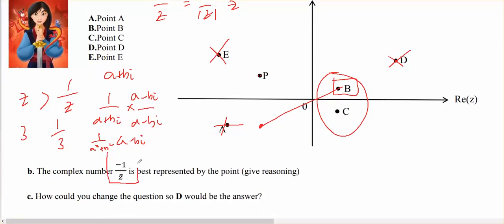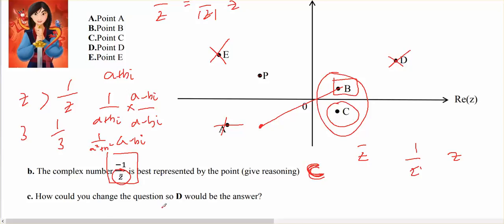If I had -1 on the conjugate of z, then if I've got the conjugate of z, 1 on the conjugate of z is going to be z. Therefore, I've still got my negative. C is going to be the answer for this one.